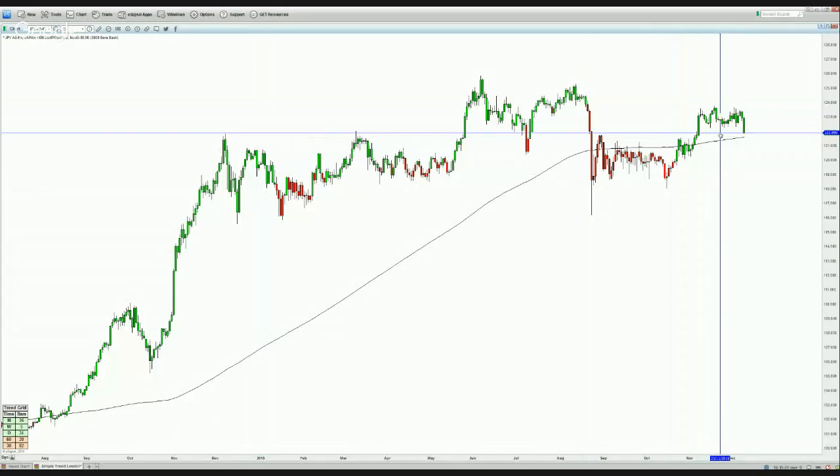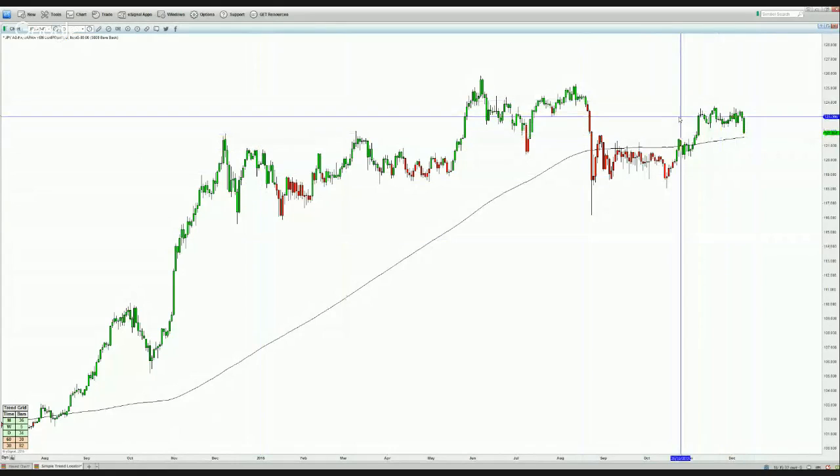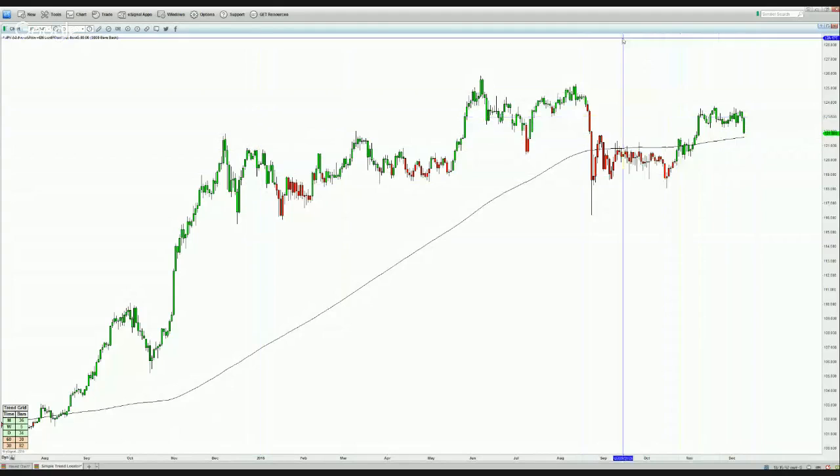So, I'm looking for growth. I don't really focus on money. I'm looking at growth. I look at it in a different way. The dollar yen is not going to give me the kind of growth that I want, especially when you compare that to the trend that we had on the euro dollar.